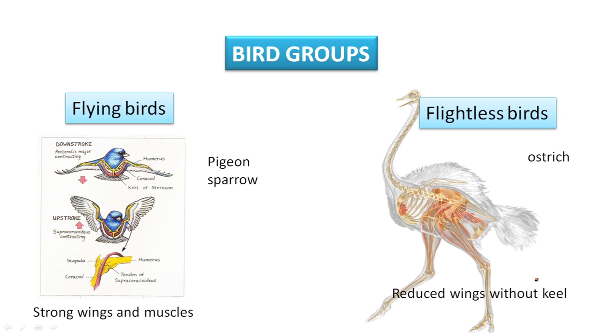And they have some characteristics like the strong wings and strong muscles with a keel at the sternum bone. And some examples: pigeon, sparrow, falcon, eagle, you name it.